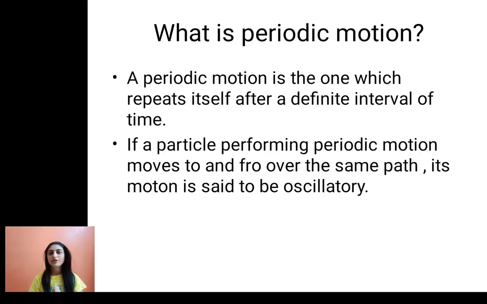So what is periodic motion? A periodic motion is the one which repeats itself after a definite interval of time. If a particle is performing periodic motion, it moves to and fro over the same path. Its motion is said to be oscillatory. So we are trying to understand periodic motion and oscillatory motion.